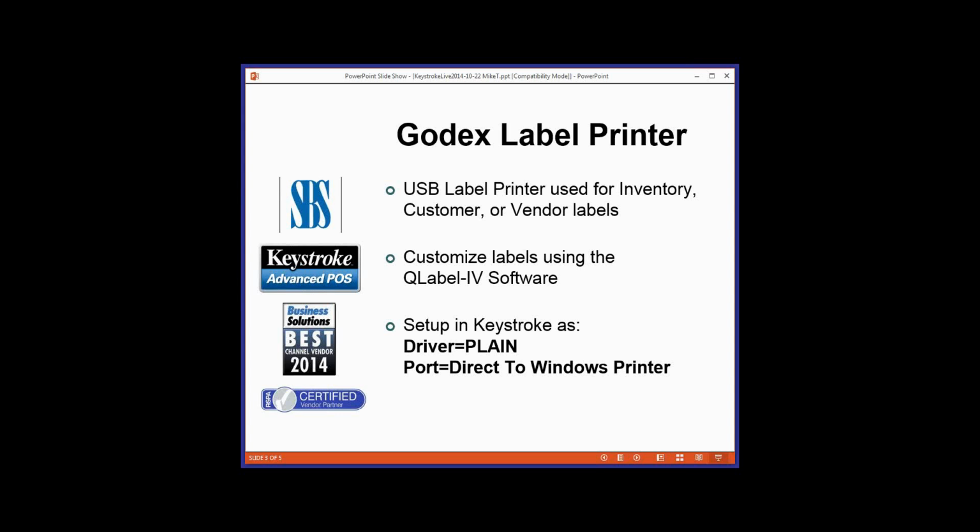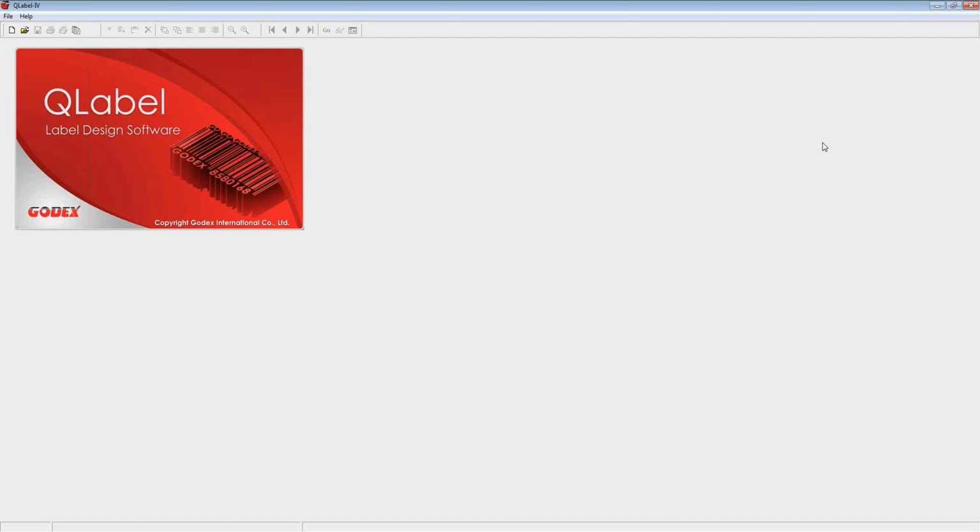Well, first what I'm going to do is open up the label software. They call it QLabel. It's QLabel 4, or Roman numeral 4, and it opens up looking like this. This is a software that Godex provides on the CD and does get installed by default if you just do a standard installation.